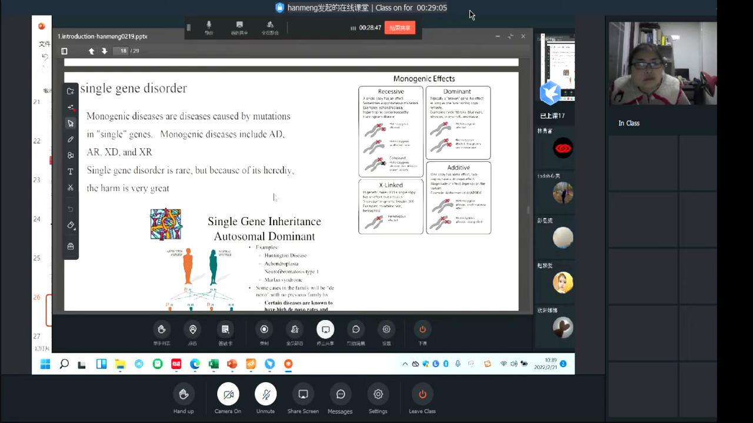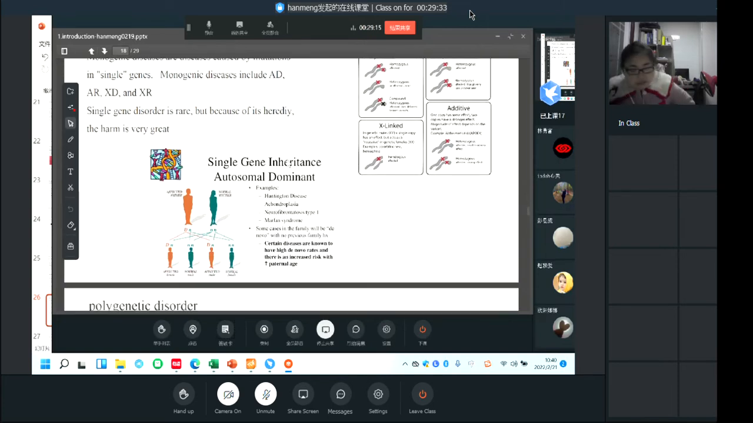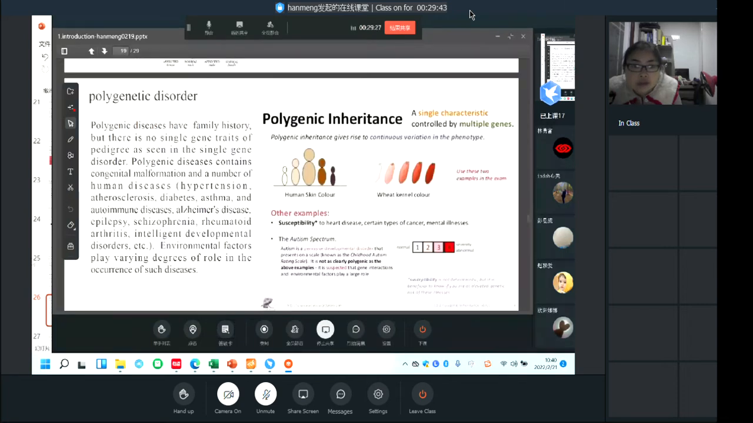So we must pay attention to genetic disease, because of its heredity, its harm is very great. So now, when a woman is pregnant, she must do many tests to confirm her baby is healthy.